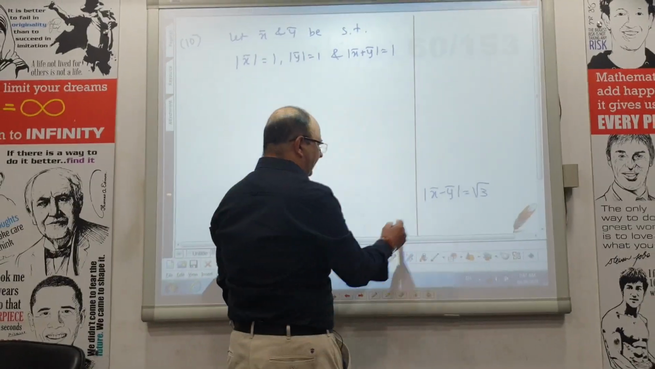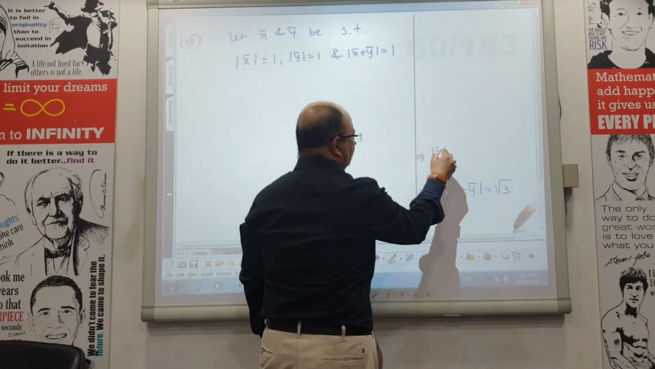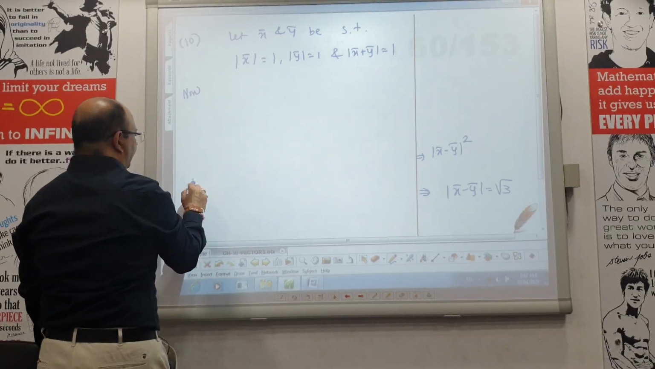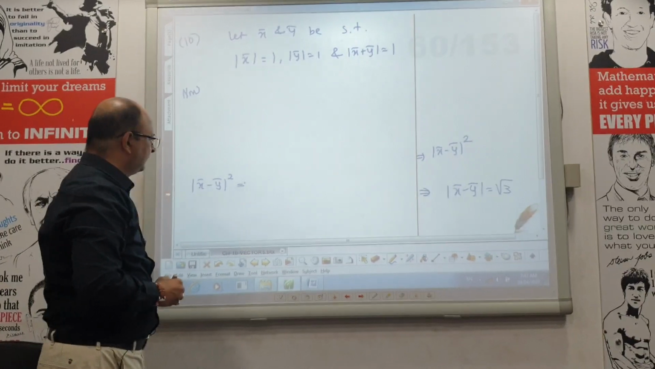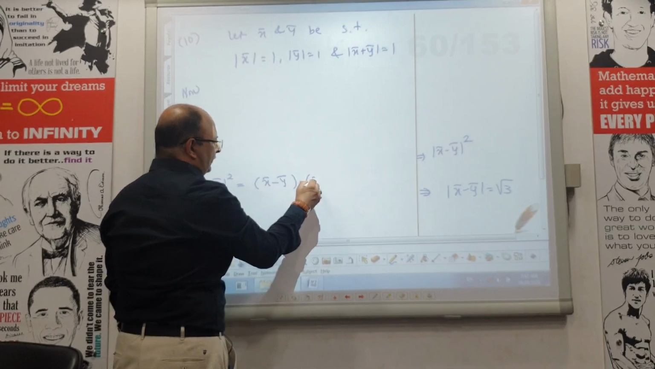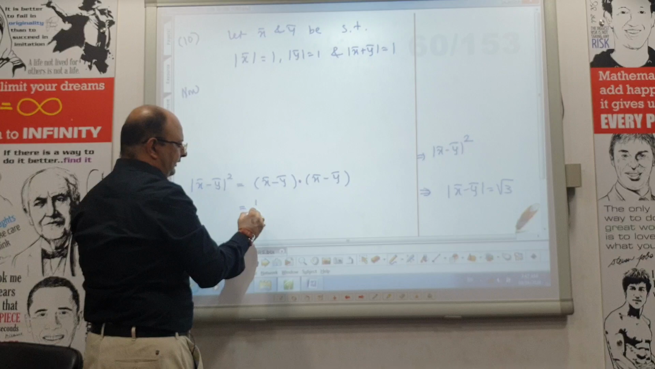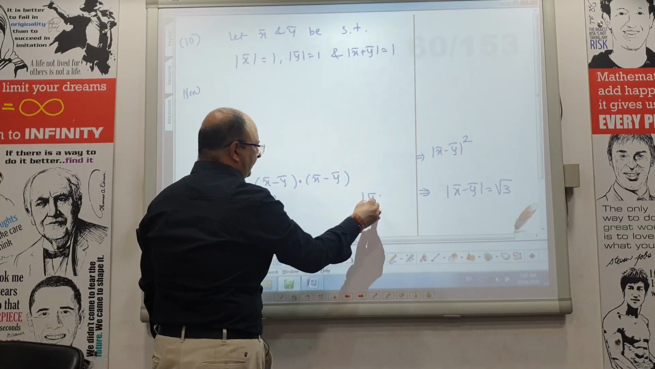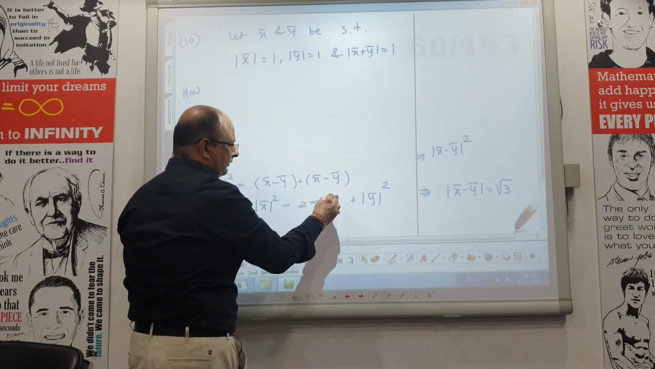Is it okay if I find mod x bar minus y bar the whole square? Yeah. So I start with mod x bar minus y bar the whole square. Come on, you will help me. What is mod x bar minus y bar the whole square? X bar minus y bar dot x bar minus y bar. You can help me. X bar dot x bar. Yesterday also we did this type of job. X bar dot x bar is mod x bar square. Y bar dot y bar is mod y bar square.